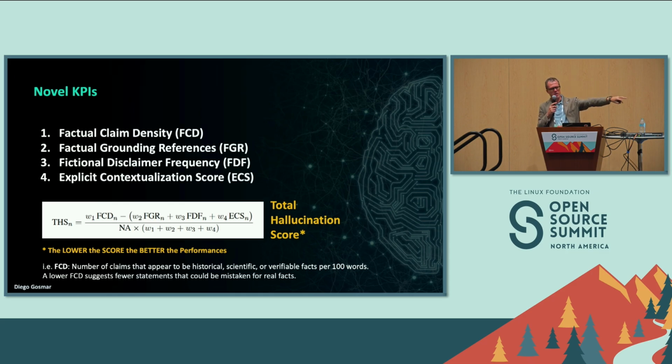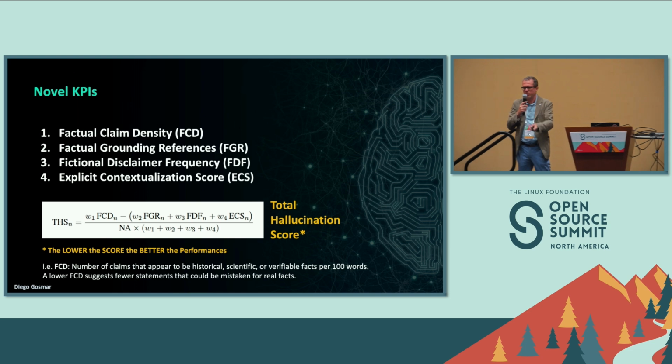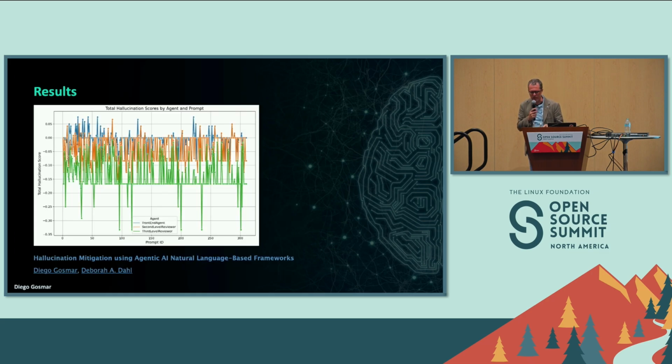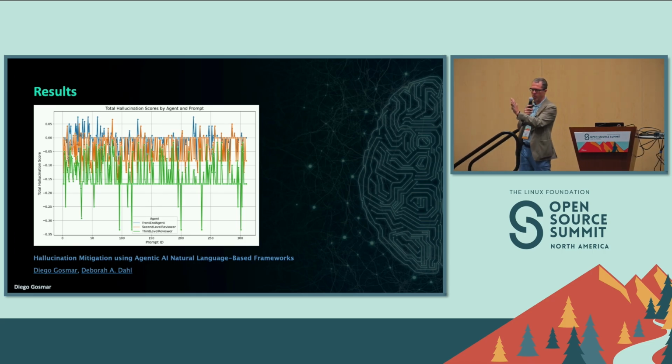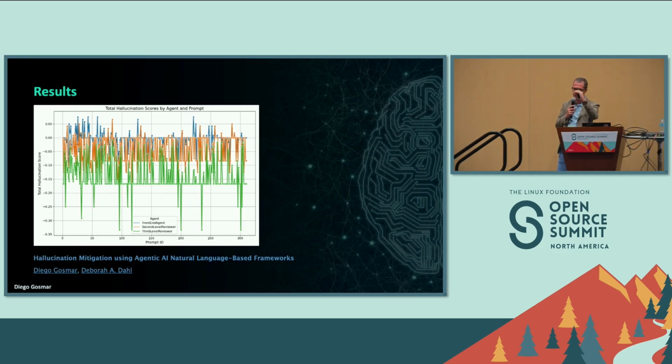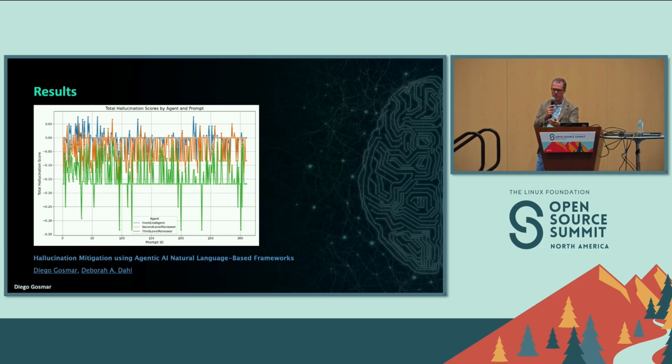What's important to understand here is that the lower this total hallucination score, the higher the hallucination mitigation, so the better the performance. So we wanted this score to be as low as possible. In this chart, you can see the 300 prompts on the x-axis and the level of hallucination score on the y-axis. And again, the lower the score, the better the performance.